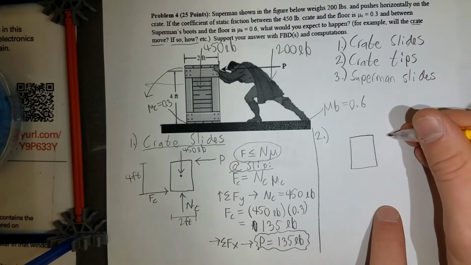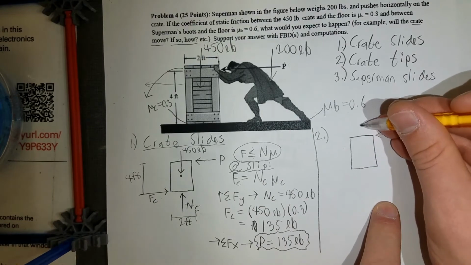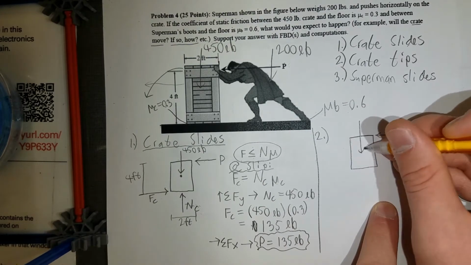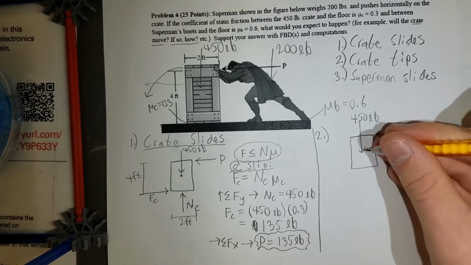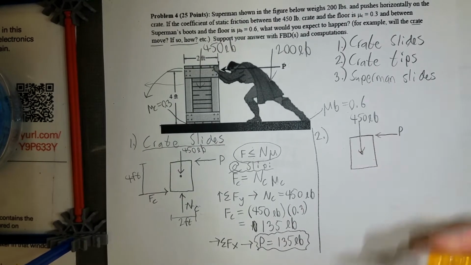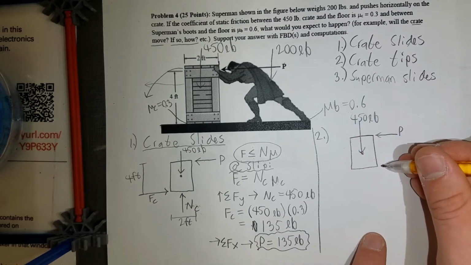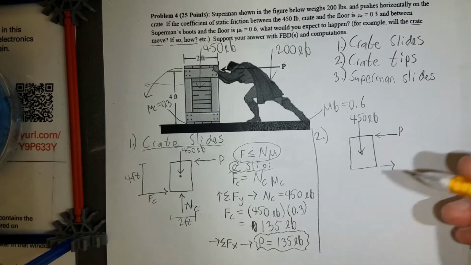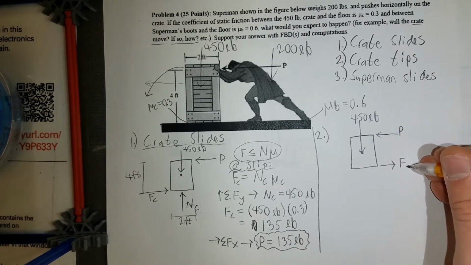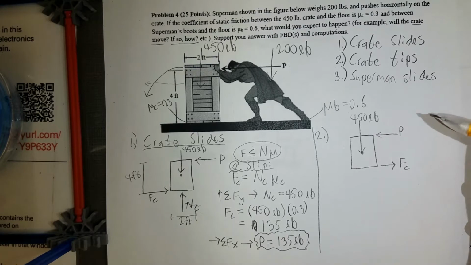So known forces we have on it, again, are going to be our P force from Superman. We're going to have our 450 pounds right there in the middle. And this time it's really important. So we've got that. And then technically we do have still a friction force acting on it this way because in this case it's not slipping. So we're going to go ahead and label that FC. And then last but not least, we have the normal force.